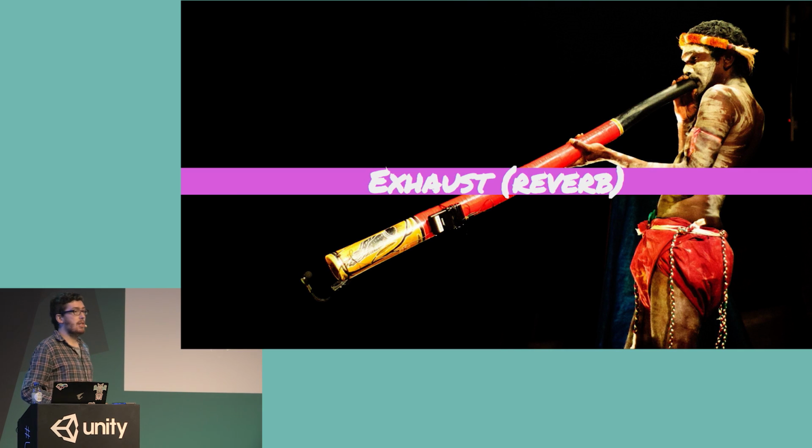The last part of the vroom noise is the exhaust, which is like a big reverb pipe thing.